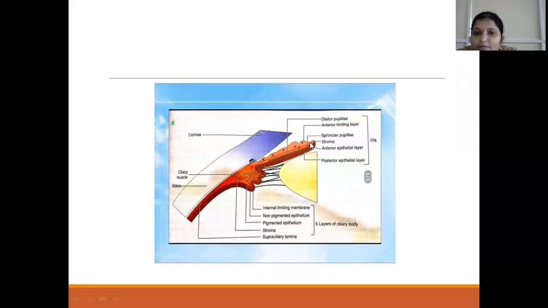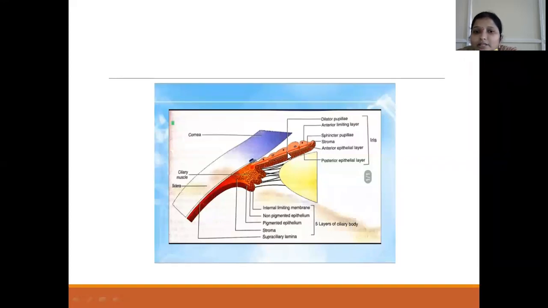Sphincter pupillae is just a 1 mm circular band present in the pupillary zone. Here you can see striations present in the pupillary zone, that is the sphincter pupillae, and this long line, the brown line, is the dilator pupillae. You can see it extending in the posterior part, and that too in the ciliary zone.